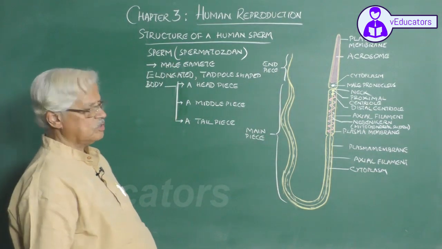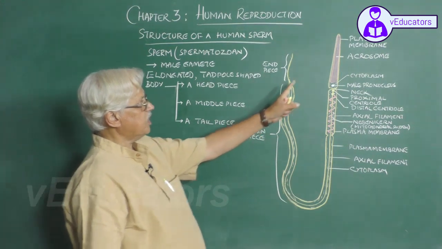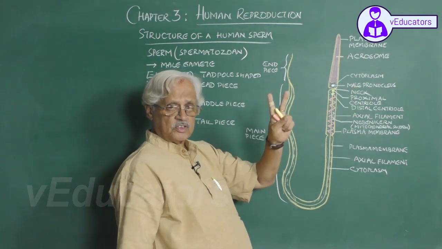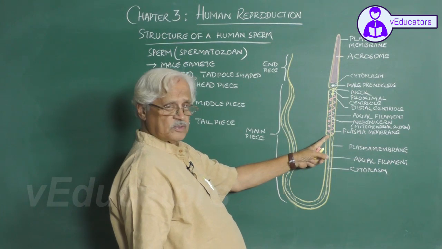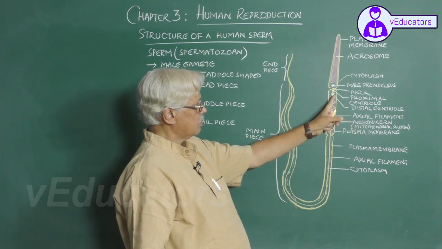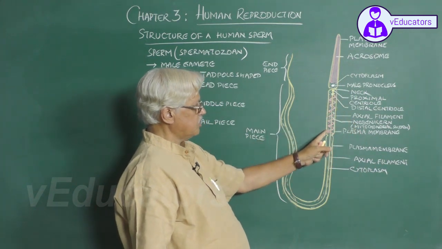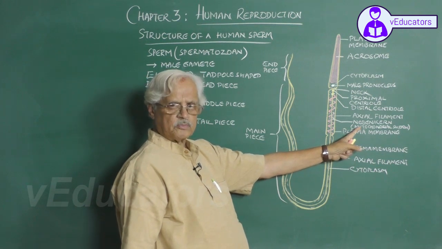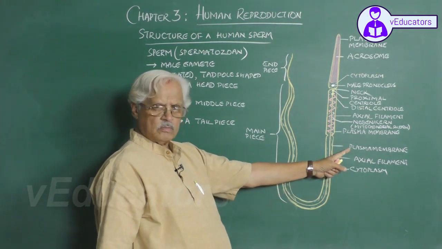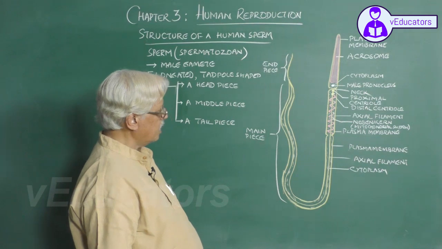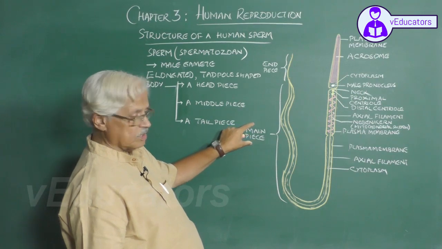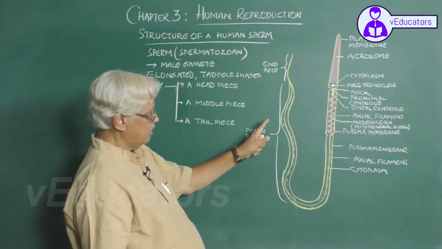So this is the structure of a sperm. There is a head piece, with acrosome and male pronucleus, two structures in the head piece. There is a middle piece, with two centrioles, proximal centriole and distal centriole, and axial filament. Surrounding the axial filament, mitochondrial sheath. There is a tail piece containing only axial filament, surrounded by cytoplasm and plasma membrane. Terminal end is called end piece, no plasma membrane. The remaining portion is called main piece, covered by a plasma membrane.